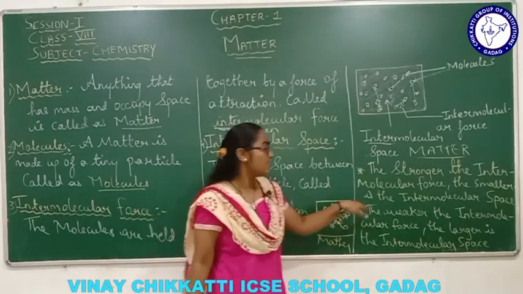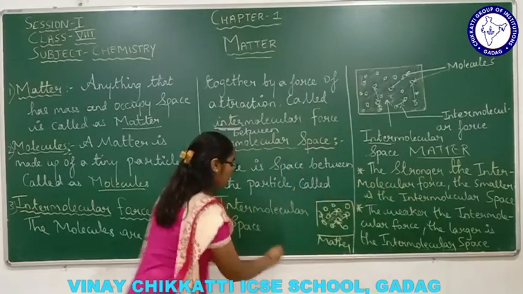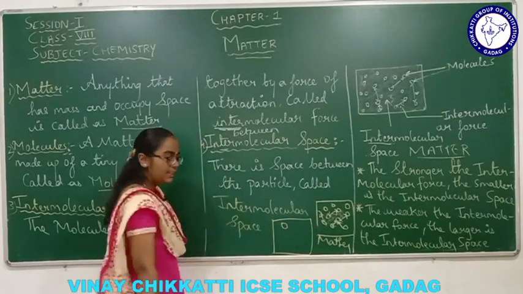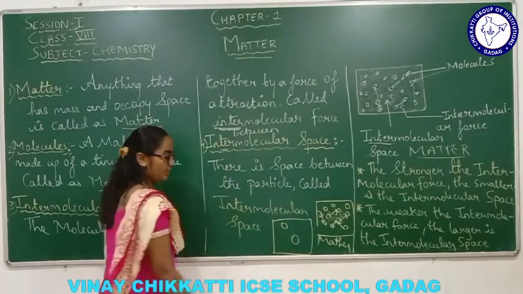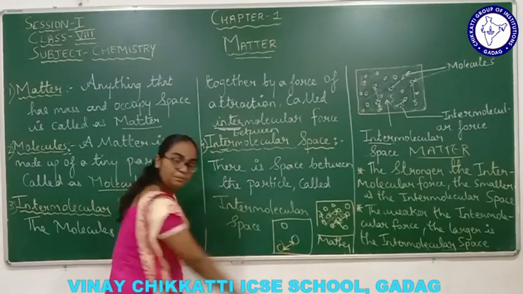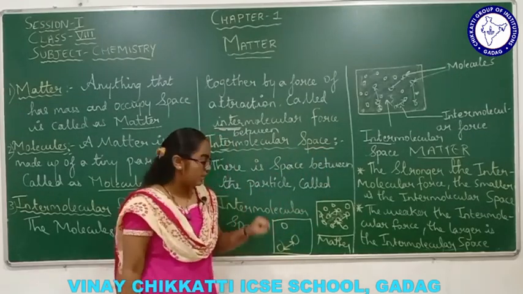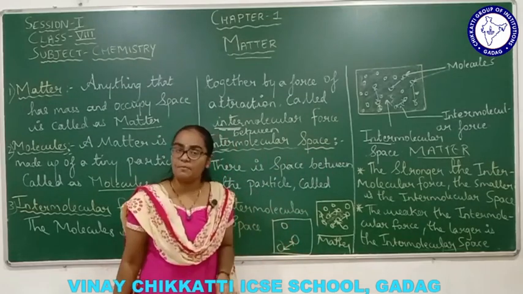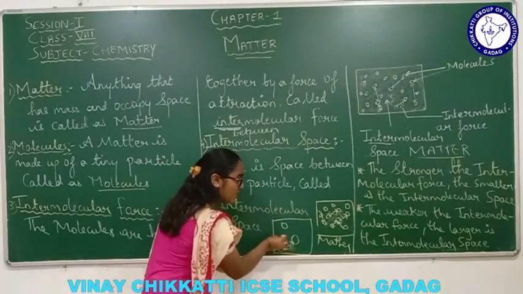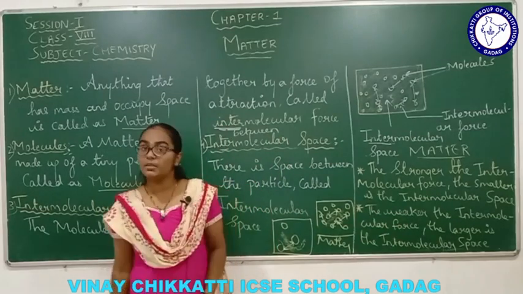The second statement says, contrasting to the upper one: the weaker the intermolecular force. Suppose I take another matter. One molecule is residing here, another molecule here, another molecule here. The force of attraction between them is weak because they are a little far apart from each other. Since they are far apart, the intermolecular force will be weak. So the weaker the intermolecular force, the more the intermolecular space, or larger will be the intermolecular space, right?